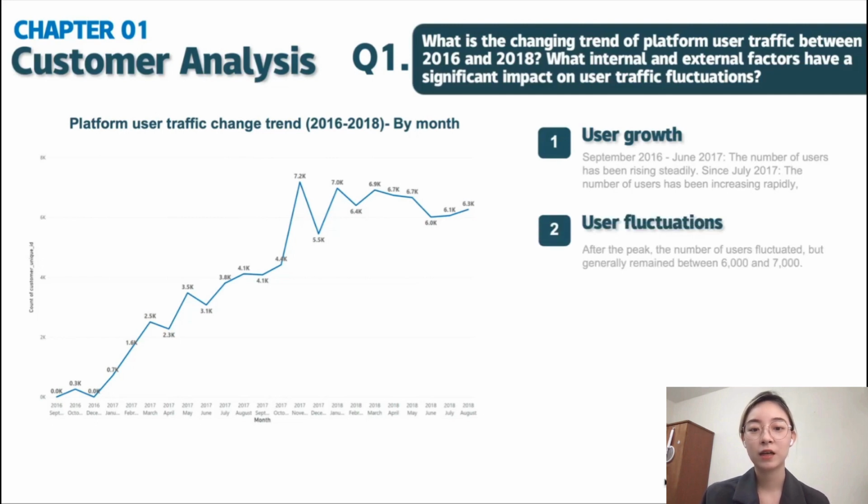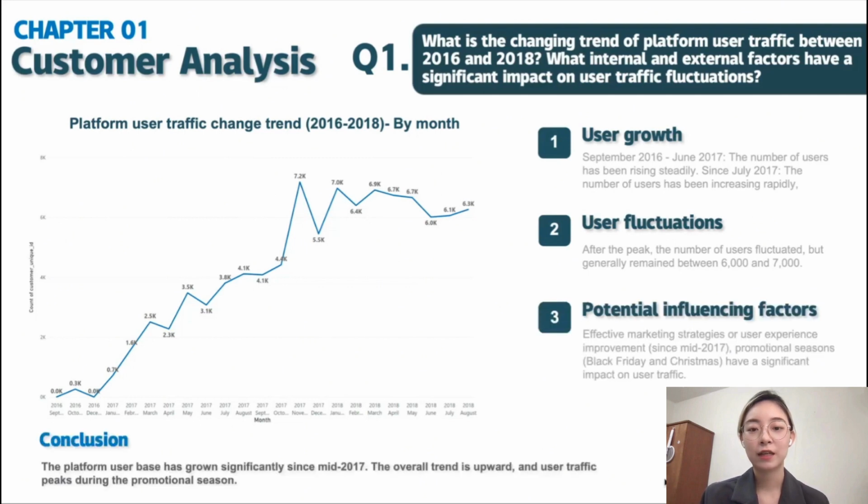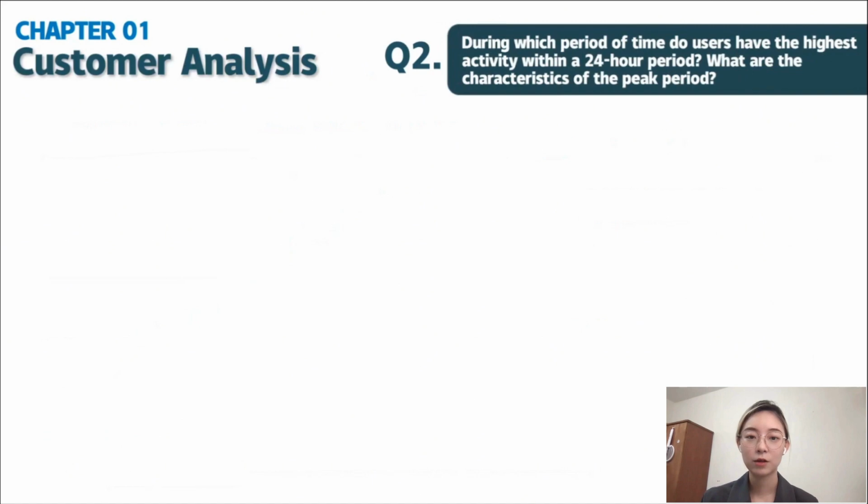After the peak, customer numbers went up and down, but stayed between 6,000 and 7,000. The platform's growth since mid-2017 suggests effective marketing or better user experience. Overall, the platform's user base is growing. Another question we want to know is when users are most active.